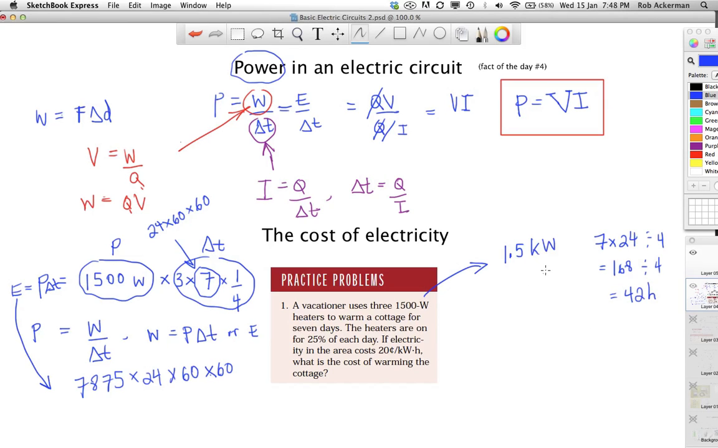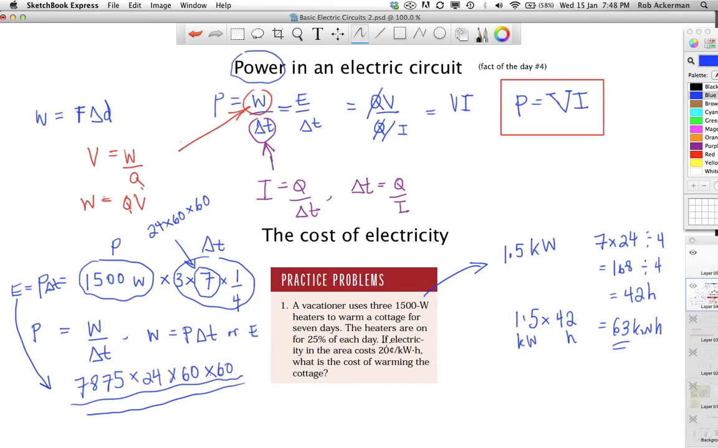So guess what? Remember, see where I'm going with this? That's 1.5 times 42. This is in kilowatts. That's in hours. What does that give me? It gives me 63 kilowatt hours of energy. Isn't that a much nicer number to deal with than what you were about to get over here if you were using joules? So 63 kilowatt hours.